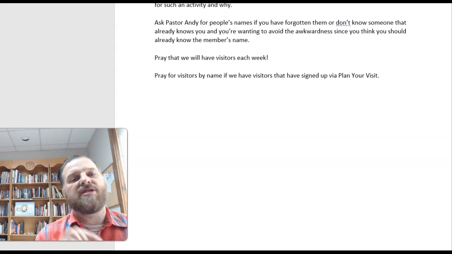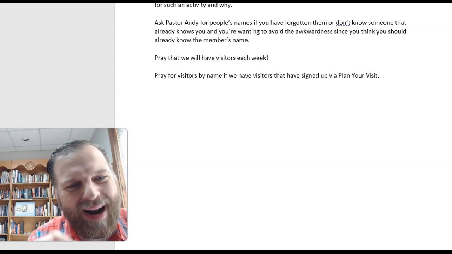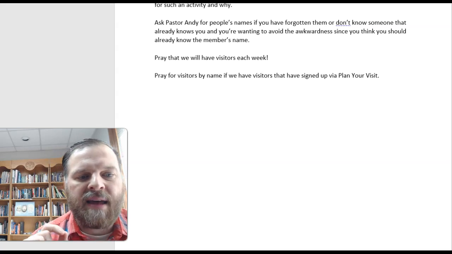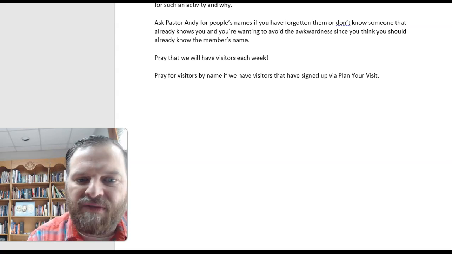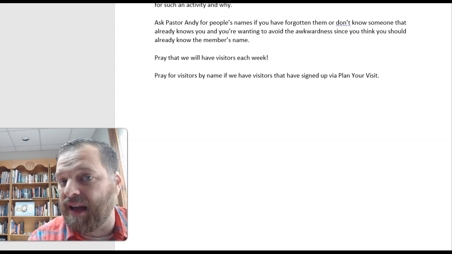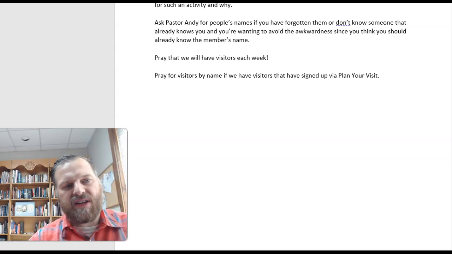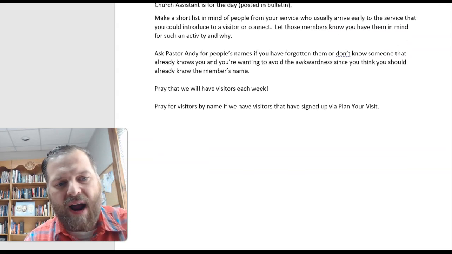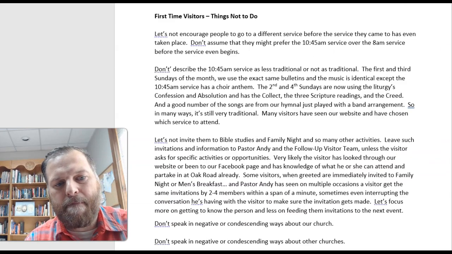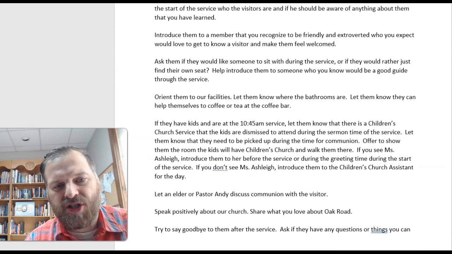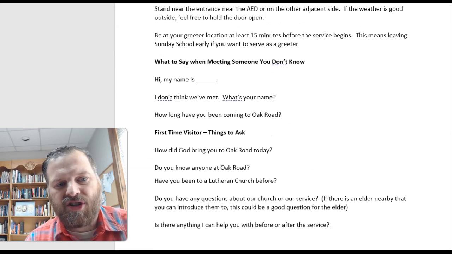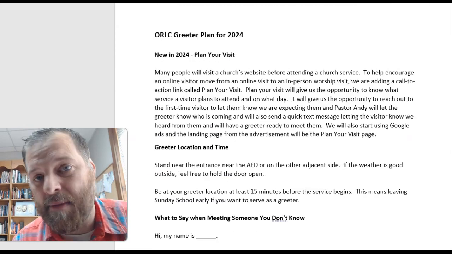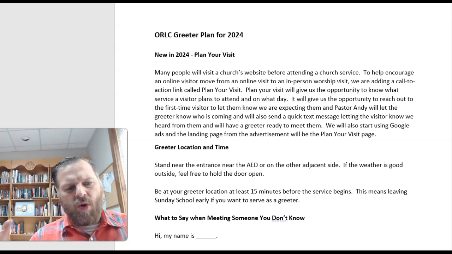Pray that we will have visitors each week. That's something very good to do. Pray that we will have visitors each week, and then pray for visitors by name if you have visitors who have signed up via Plan Your Visit. All right, so I'm very excited about all this. I look forward to putting this greeter plan into practice and seeing if we do a better job having visitors come back a second, third, fourth time, and then becoming members. But this is just one small aspect.